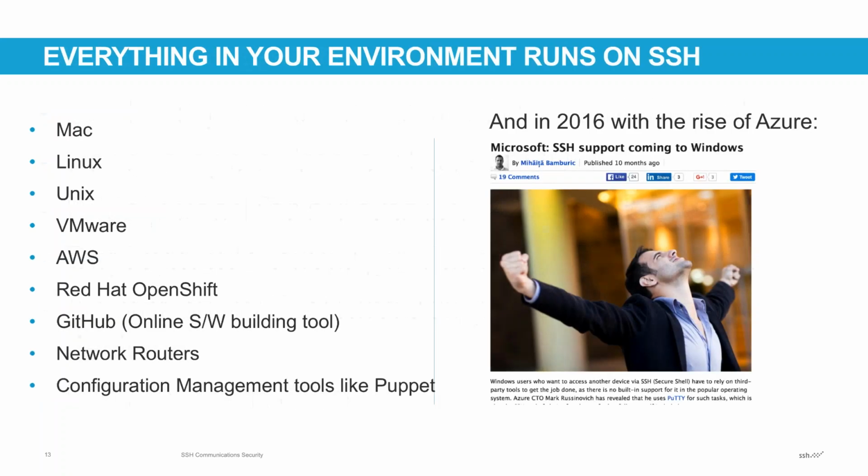So looking at SSH keys, it runs on everything within your environment, be it a Mac, Linux, Unix, VMware, AWS, Red Hat, GitHub, and the story really goes on. And with last year's announcement, in 2016, with the rise of Azure, SSH is deployed and used within the Microsoft environment. So when in doubt, I guarantee you SSH is being used within your production environment in some form or at some point.